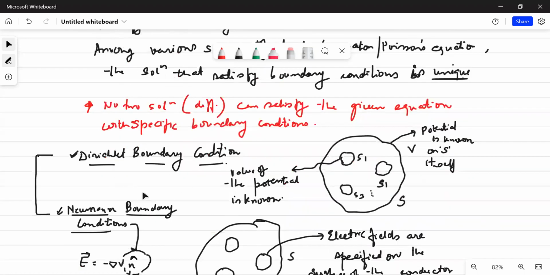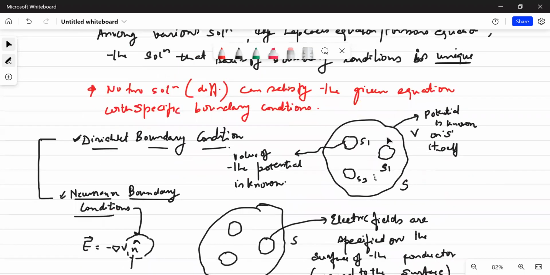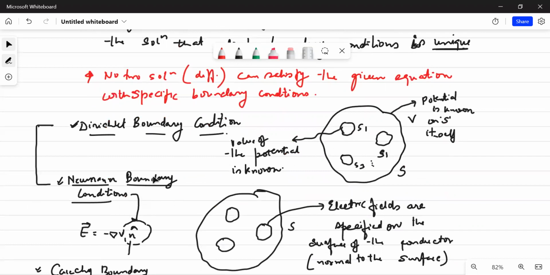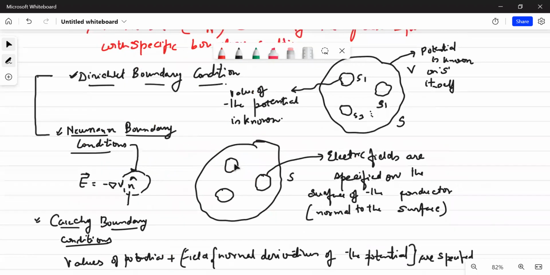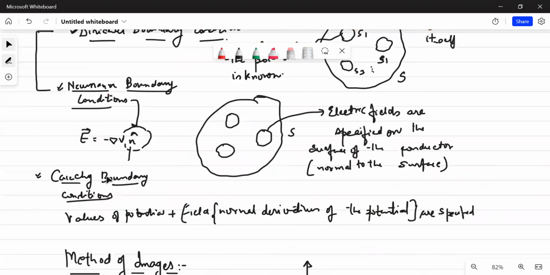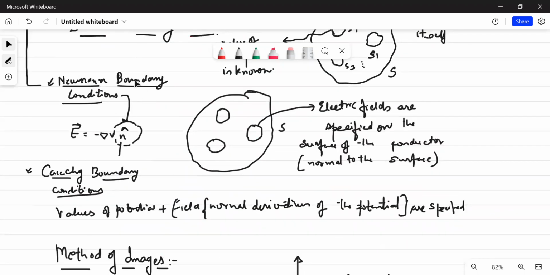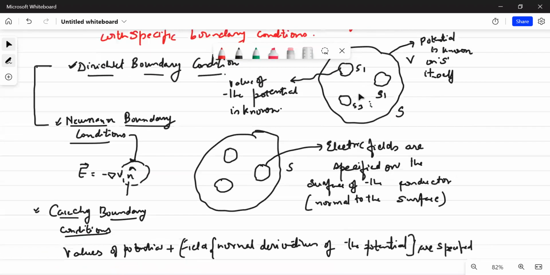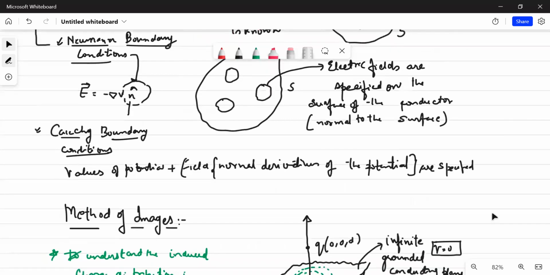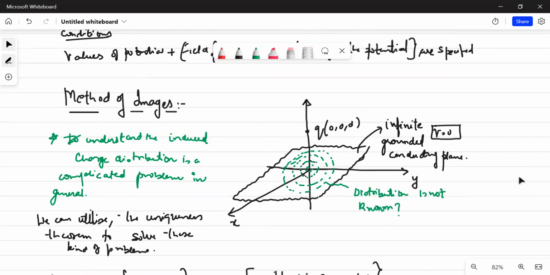Okay, and I also told you briefly about Dirichlet boundary conditions, where the potentials are known on the surfaces, and also Neumann's boundary conditions, where the normal derivative of the potential, which is the electric field, is known on the surfaces of the conductor, generally in the direction normal to the surface. And Cauchy boundary conditions are the mixed boundary conditions, that is, the normal derivatives of the potential and the potentials are both supplied to you at the surfaces of the various conductors in the problem. So what is suggested is that if I am supplied with certain boundary conditions, my solution should be unique.